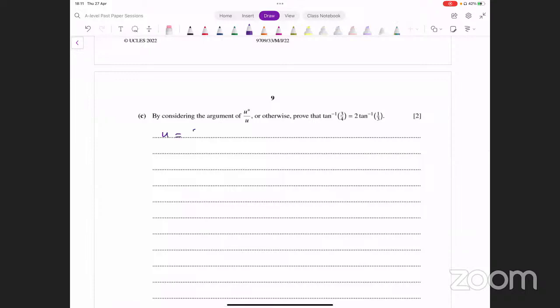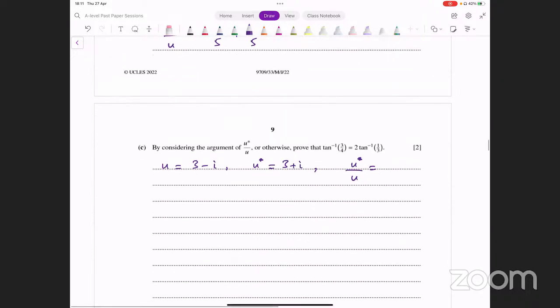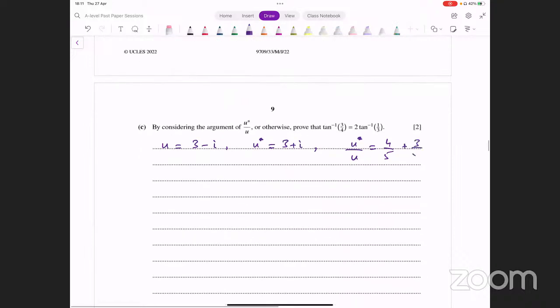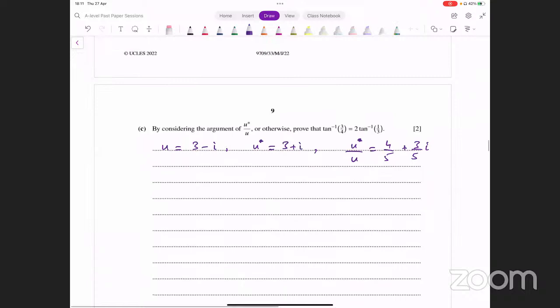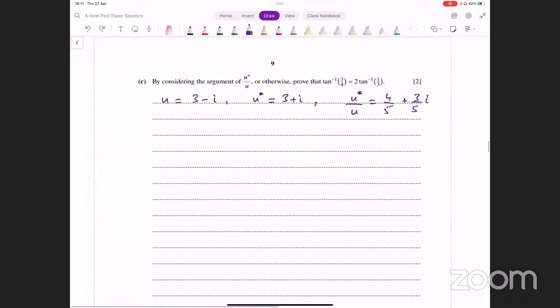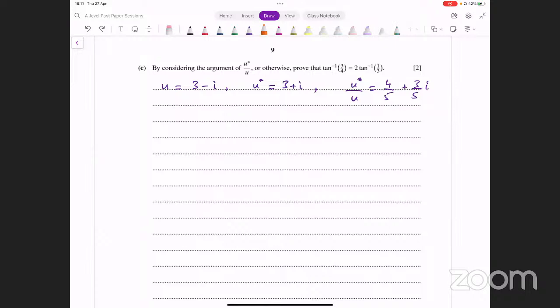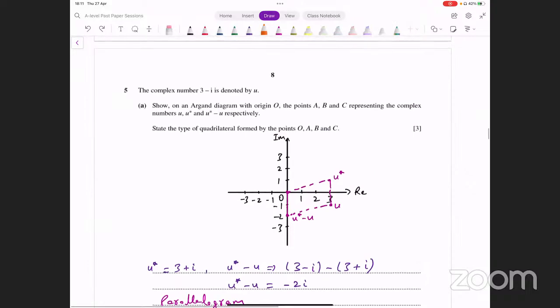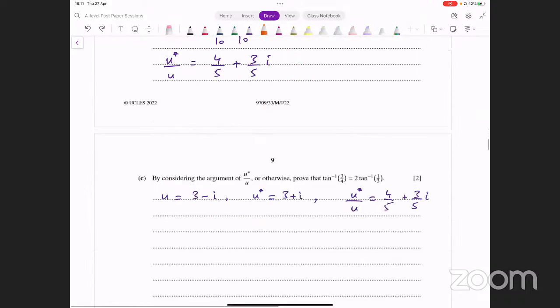You have u, that is 3 minus iota, you have u conjugate, that's 3 plus iota. And you also have u conjugate over u, which is 4 over 5 plus 3 over 5 iota. अब ये देखें तीनों, फर्स्ट कॉम्प्लेक्स नंबर u तो फोर्थ क्वाड्रेंट के अंदर है. इसका हम देख लेते हैं क्या आर्गुमेंट आते हैं. तीनों के आर्गुमेंट्स आपको निकालने पड़ेंगे.